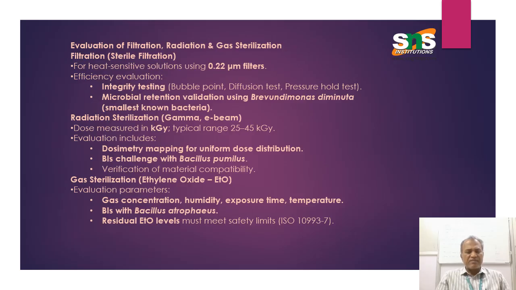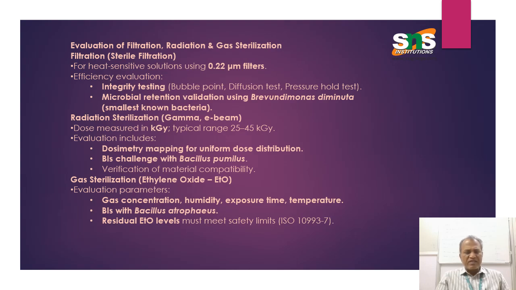Next, radiation sterilization. We know the examples, gamma and electron beam. So, dose is measured in kGy. What are the evaluation parameters? Dosimetry mapping. Dosimetry mapping is nothing but how much dose we design to give a uniform dose distribution in order to perform the sterilization evaluation. Next, the biological indicator challenge with Bacillus pumilus. Here for radiation sterilization, we prefer the Bacillus pumilus microorganism.